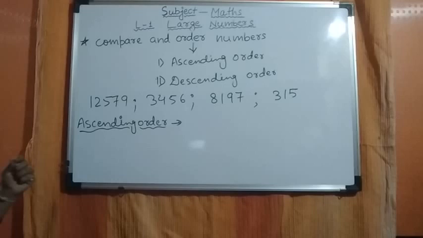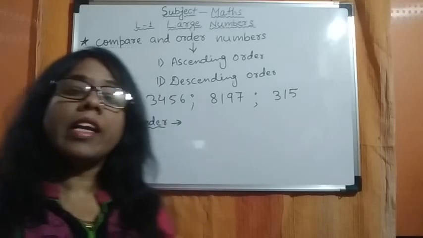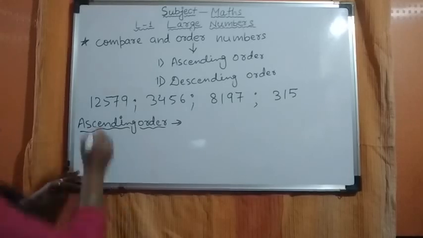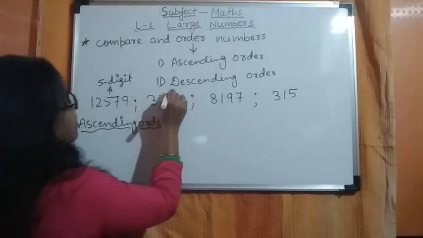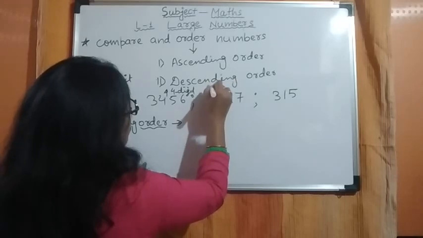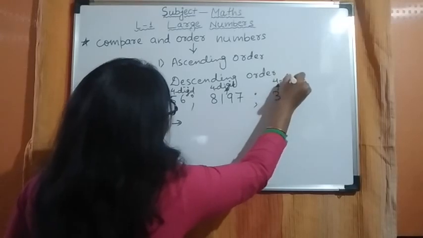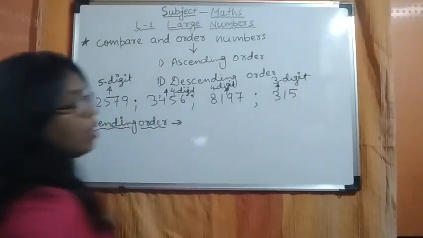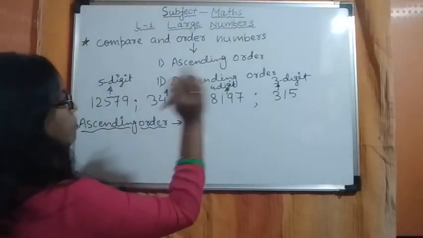What is the smallest number here? How can we find out? That we have already done in comparison. So first of all, we will check how many digits these numbers have. This is a 5-digit number. This is 4 digit. This is also 4 digit. And this one again 4 digit. This one is a 3-digit number. Fine. So you know that the 3-digit number will be the smallest.